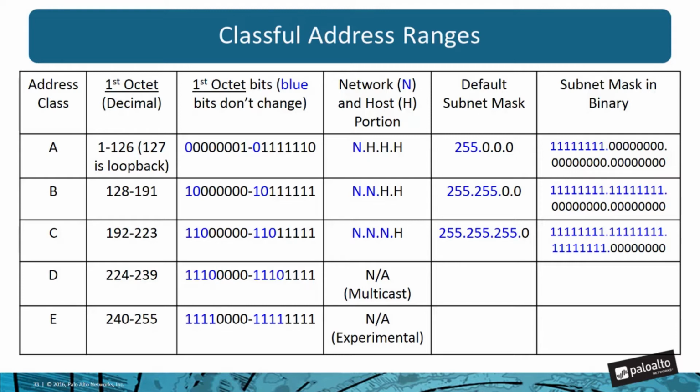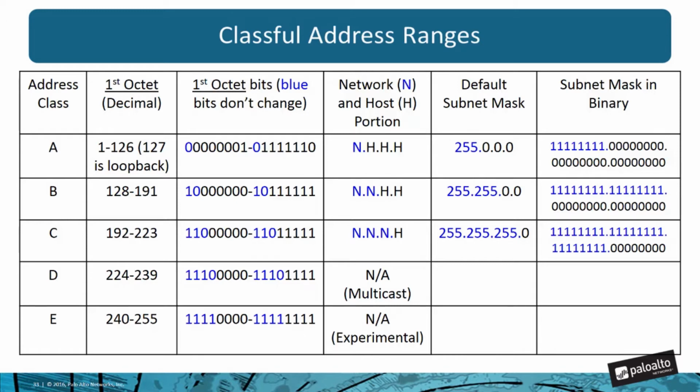The next column there, you can see, again, just a simple representation between N, network, in blue, and H, host bits, in black. And then we see the default subnet mask, 255.0.0.0. We see the binary representation of the default subnet mask. And then we can see going to Class B. In Class B, it's going to be 128 to 191.